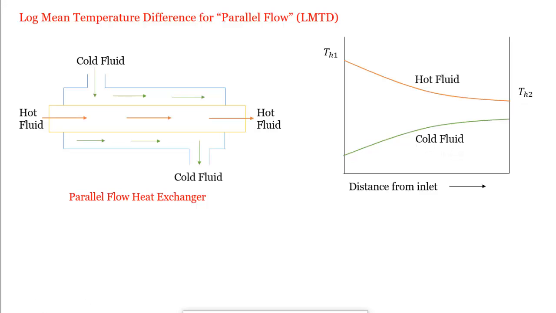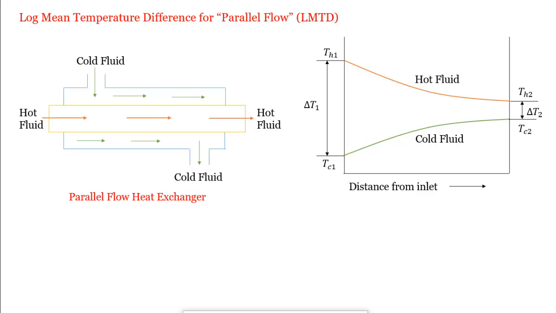Another one is the cold fluid, which moves from left to right. Here it gains heat from the hot fluid, that's why its temperature increases. It has the inlet temperature TC1 and the outlet temperature TC2. The temperature difference between TH1 and TC1 is called delta T1, and the temperature difference TH2 minus TC2 will be delta T2.